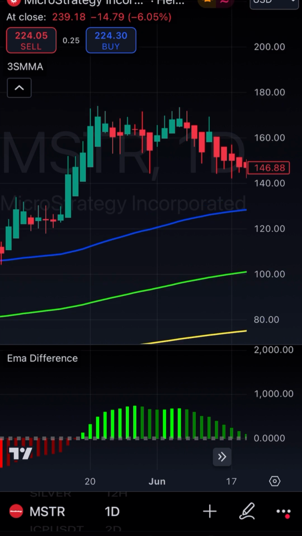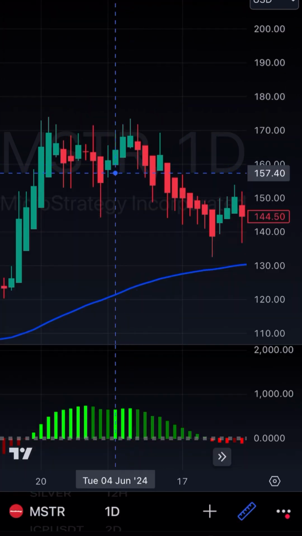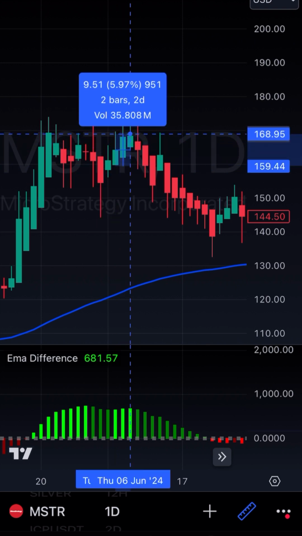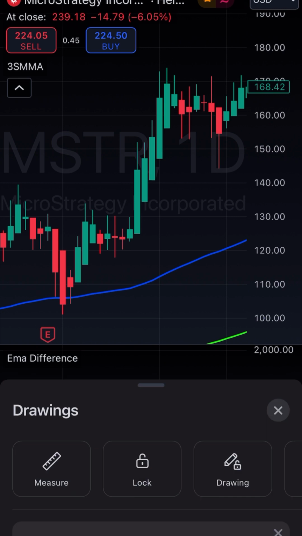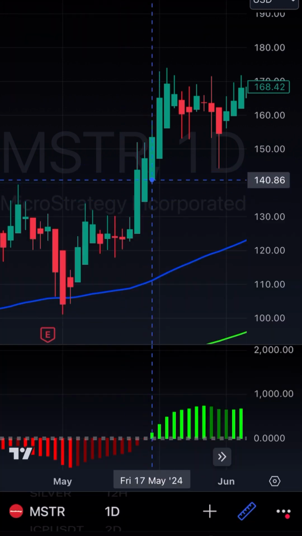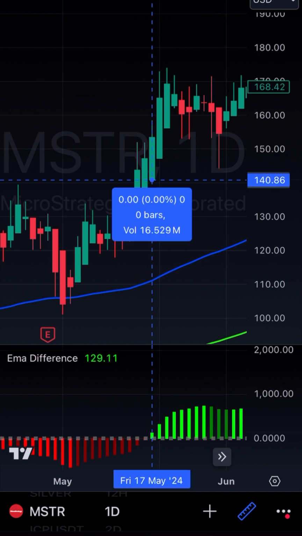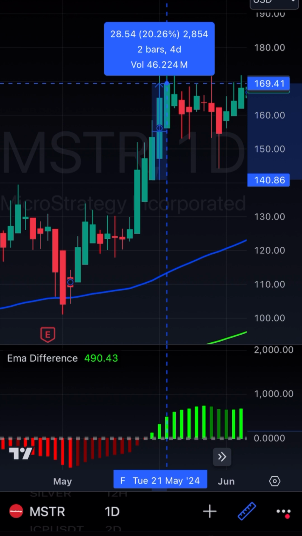So here we got some brief ones right here. If you wanted to do it this way, we see it turn light green right about here. This would have been a brief one. You still would be in profit. 2 days worth, you made $951. That's a small one. And then you have this one right here, and this was a couple days. And this is a $28 difference in price. So this is $2,854 in 4 days.